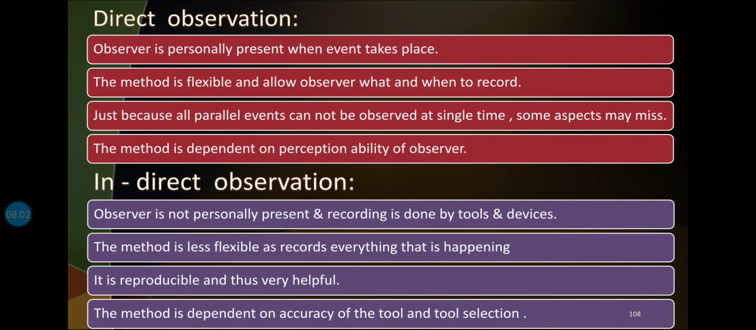So now direct observation and indirect observation. Direct observation means the observer is personally present when the event takes place. The method is flexible and allows the observer to decide what and when to record. Just because all parallel events cannot be observed at a single time, some aspects may be missed. The method is dependent on the perception ability of the observer. So while studying something, you are personally present there to observe. So this is called direct observation.